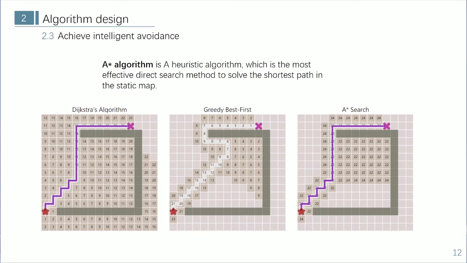A-star algorithm is a heuristic algorithm, which is the most efficient direct search method to solve the shortest path in the static map. It sorts the neighboring nodes according to the evaluation function, and then selects the optimal neighboring node for the next search until the target point. The optimal solution of searching direction and path can be realized simultaneously. The warehouse map used in this paper is simple and neat, which is suitable for using A-star algorithm to calculate the shortest path.